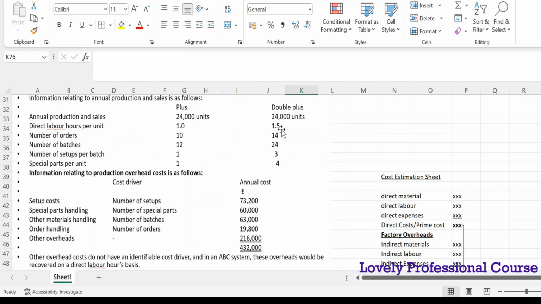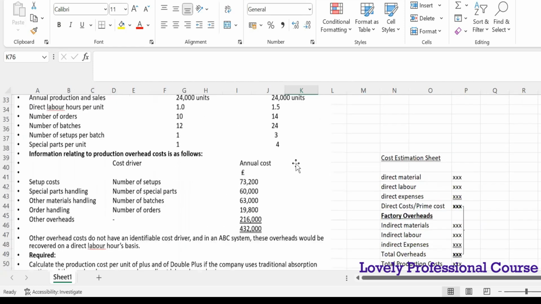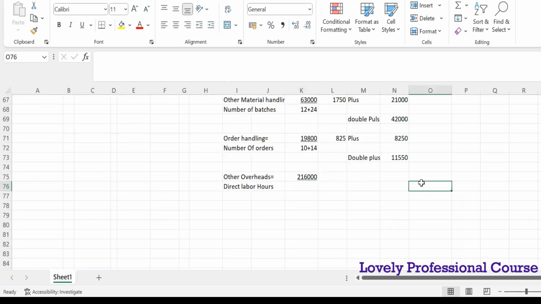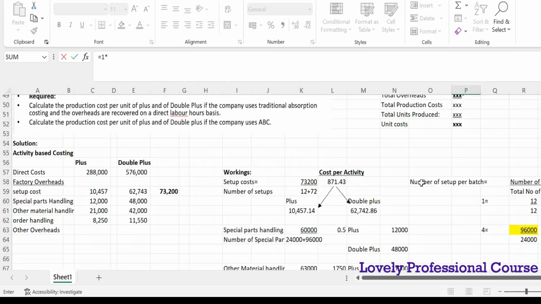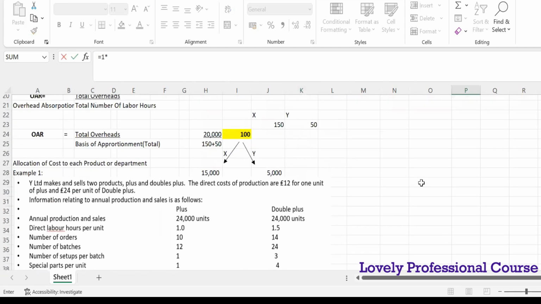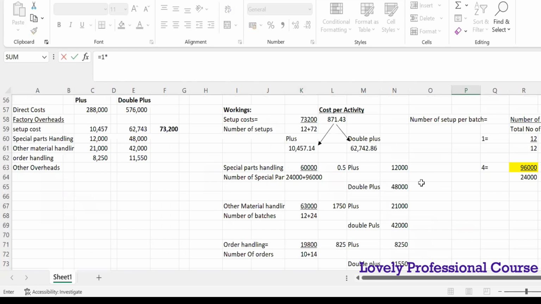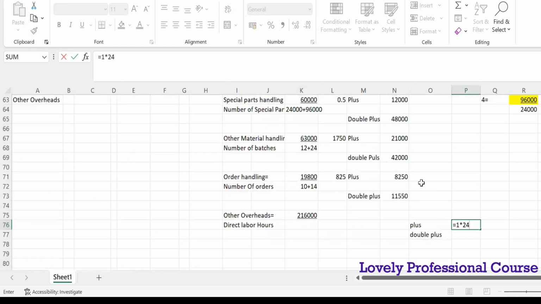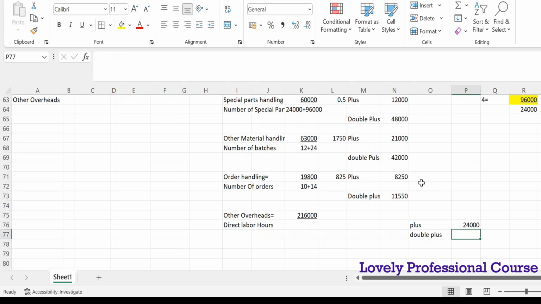So if I multiply these numbers by 24,000, I get the total labor hours to produce plus and the total labor hours to produce double plus. So I have to use 1 and 1.5. Is it okay? So for plus, it is 1 multiplied by 24,000 units produced. And for double plus, I'm going to have 1.5.